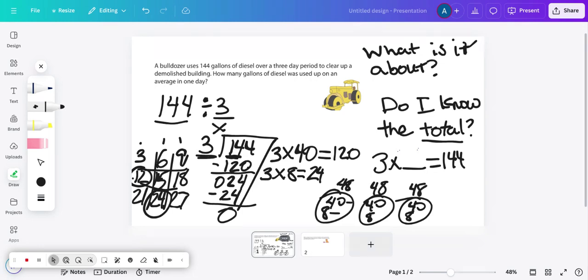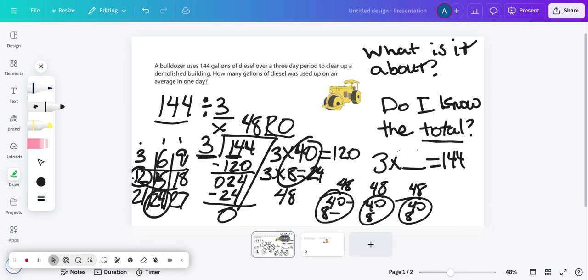Now, on our work with our big 7, we're just adding the parts that we had, which are 48, and that's going to be our quotient. So our actual answer to this is going to be 48 with a remainder of 0. There were 48 gallons of diesel used each day, and there is 0 gallons remaining. So the answer to our question is going to be 48. We're going to ignore the remainder.